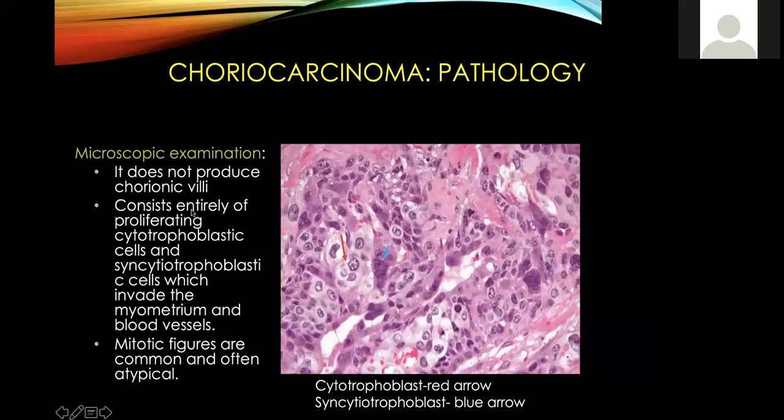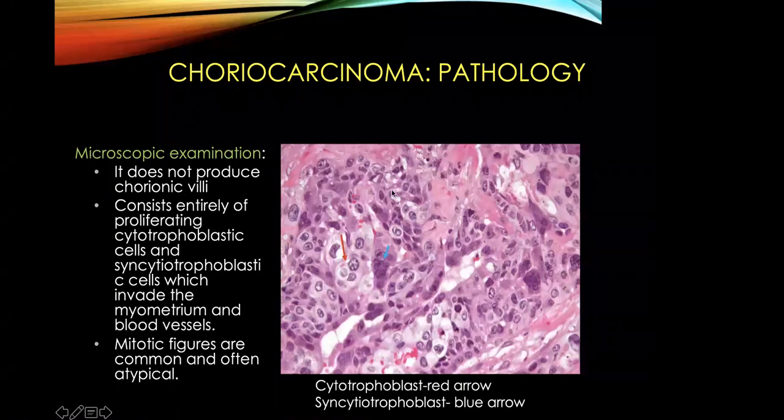And in the microscopic examination, you will find that there is an alteration of the cytoplasmic nuclear ratio. It does not produce chorionic villi, but consists entirely of the proliferating cytotrophoblastic cells and syncytiotrophoblastic cells. And these cells invade the myometrium and the blood vessels. So both the types of them invade, and the mitotic figures are there.